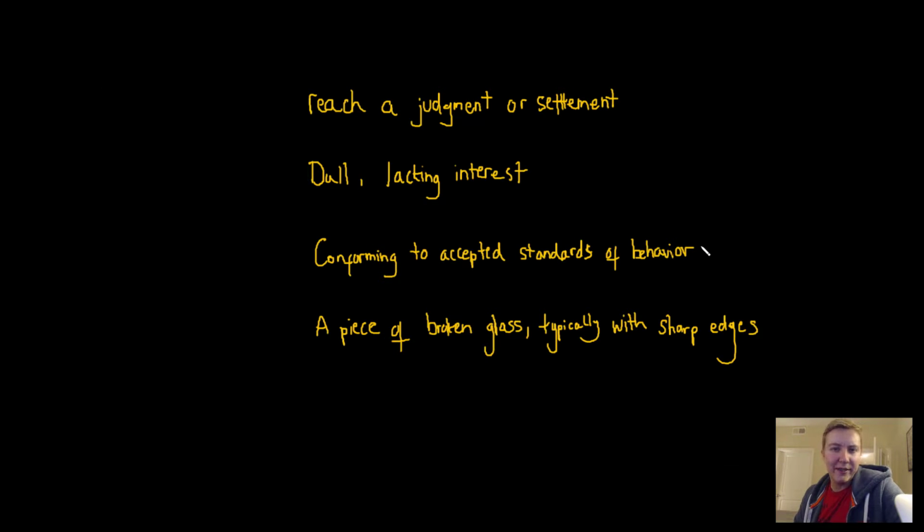Conforming to accepted standards of behaviour. Which word is that? Well, that's propriety. Dull, lacking interest, boring, humdrum, that is mundane. And our fourth and final word is to reach a judgment or settlement. Typically some independent body or person is reaching a judgment, and that is arbitrate.